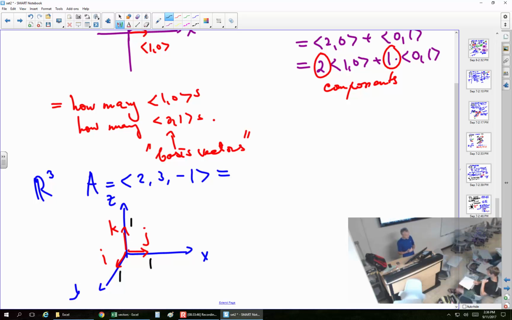It turns out that we can express every vector in terms of those. And how very elementary. If we have a component representation, like this is 2i plus 3j plus negative 1k. That is the decomposition, the component decomposition. So you can see how every number reappears in the decomposition.